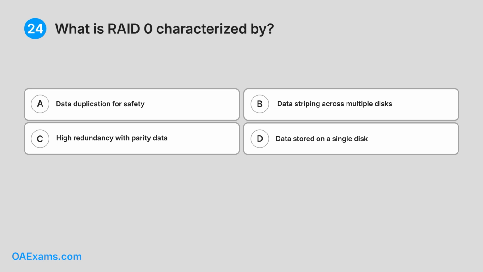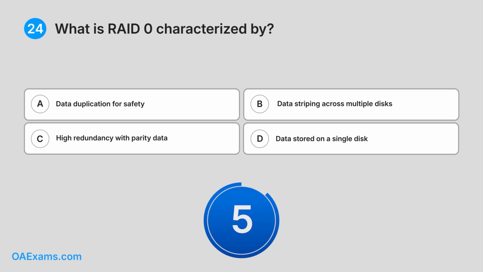24. What is RAID 0 characterized by? A. Data duplication for safety. B. Data striping across multiple disks. C. High redundancy with parity data. D. Data stored on a single disk. Can you guess the answer?